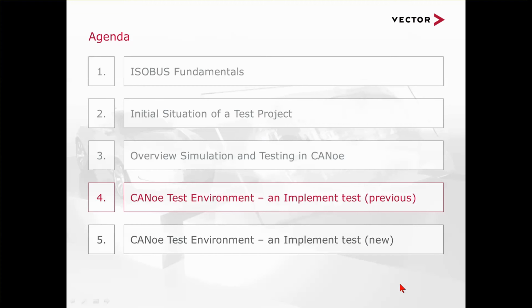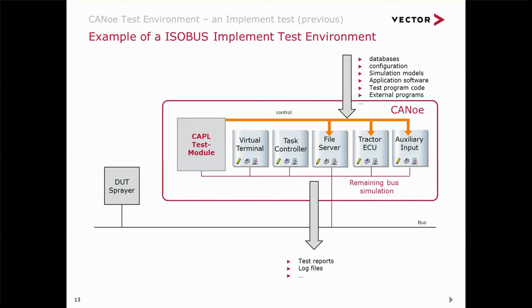In this chapter, I will explain an implement test in a previous way, with a CANoe version earlier than version 9.0. You see the situation. We have a real DUT, device under test, a sprayer, the implement test. With our remaining bus simulation, we simulate auxiliary input, tractor ECU, file server, and so on. We use our task controller, our interactive task controller, and our virtual terminal to interact with the DUT.